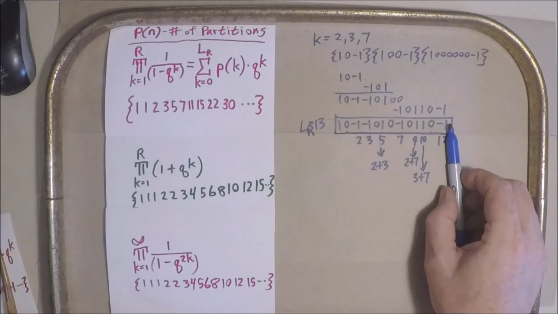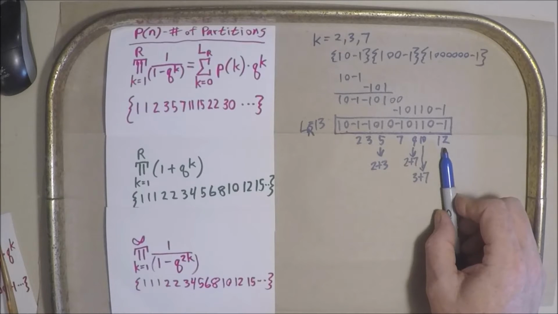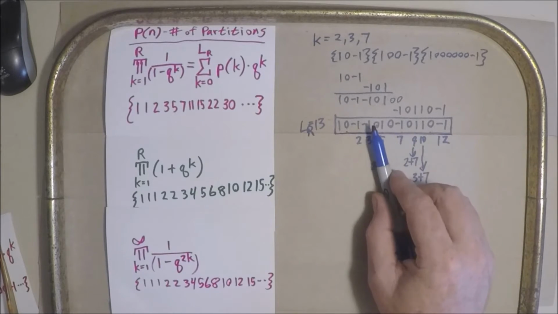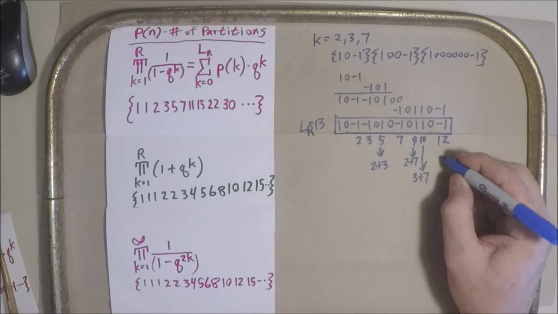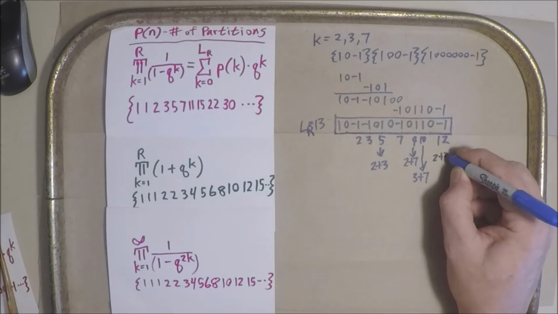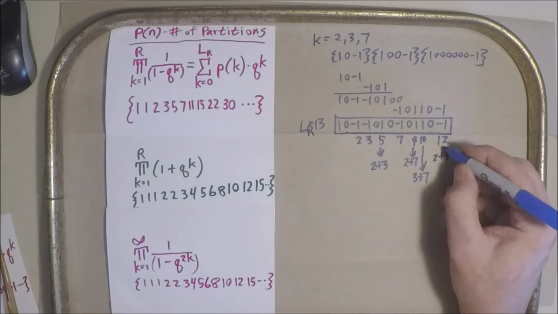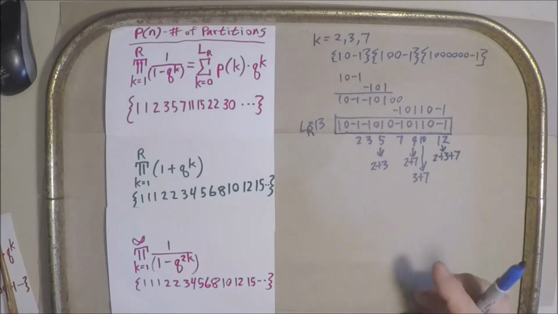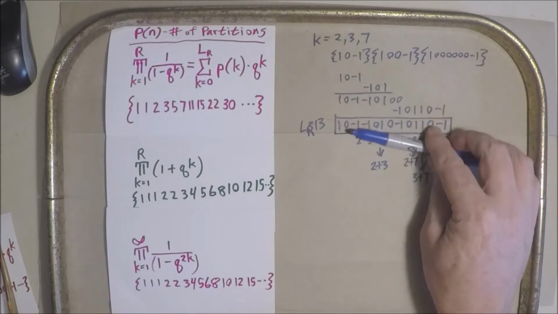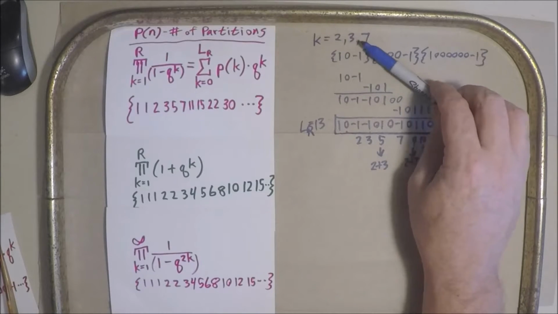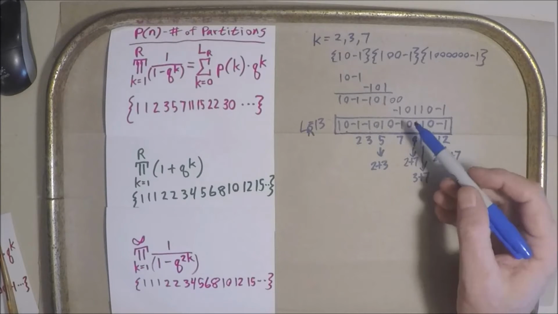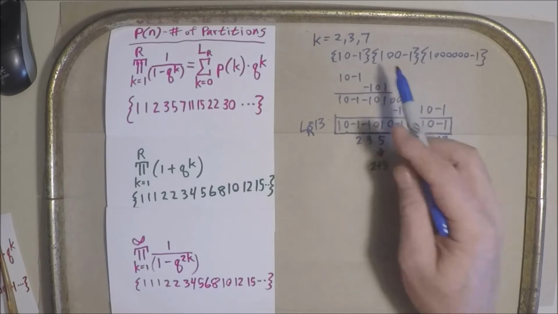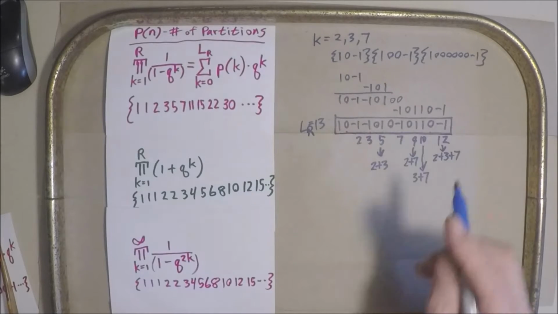So if 12 is negative 1, then that must be 3 factors, right? Because we've gone from positive to negative again, after 2 factors. That must be 3 factors, and of course, yes, 2 plus 3 plus 7 gives us 12. So that's what our indicators are indicating: these combinations, the possibilities of these 3 factors adding up, and if a number cannot be composed from them, then it's going to be a 0.